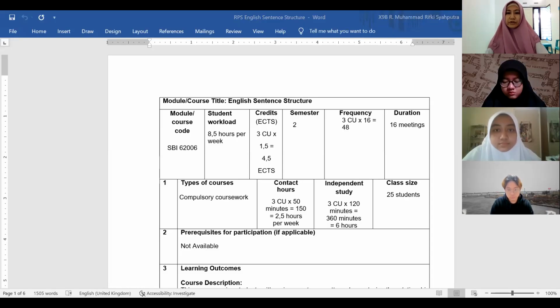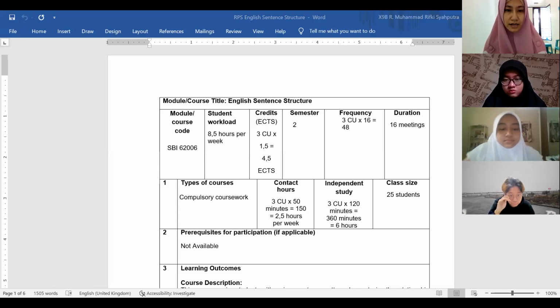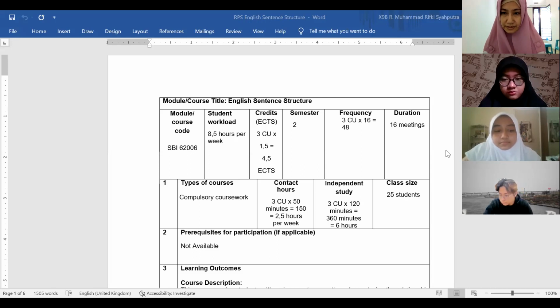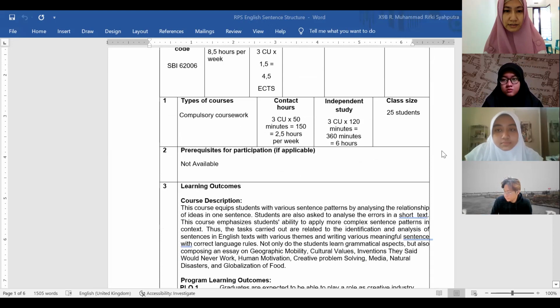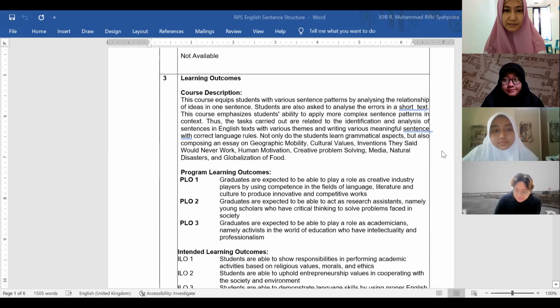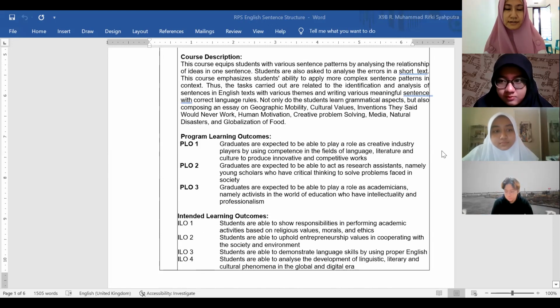Okay, good morning, everyone. In this meeting, we will have English sentence structure. This is the RPS ya hari ini. I will share about the module course. So the first is the learning outcomes. So course description.